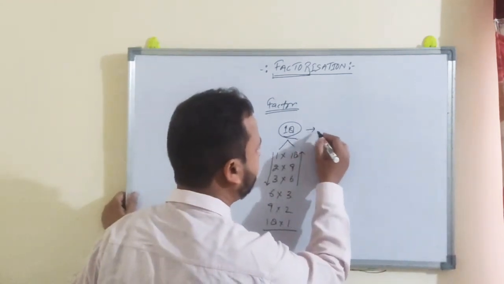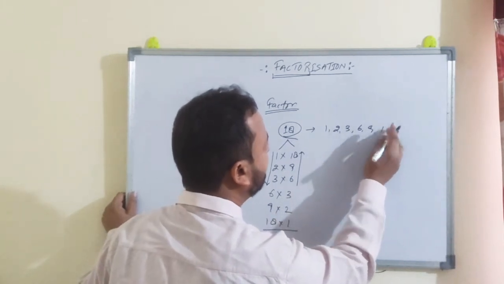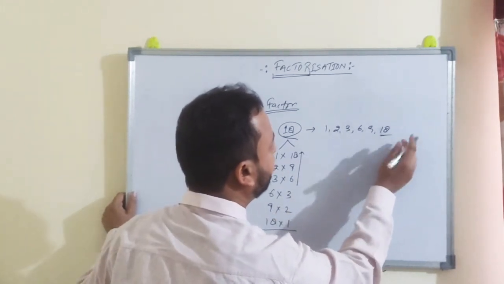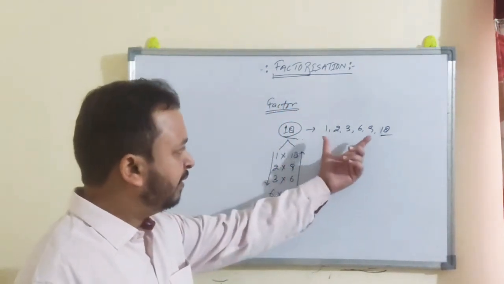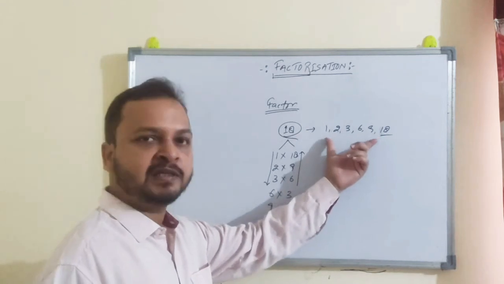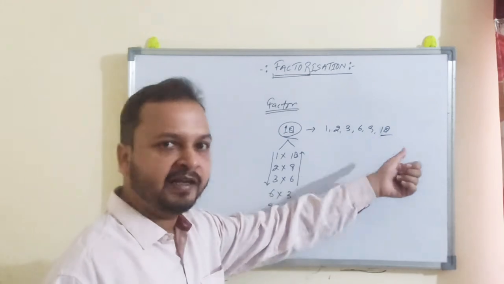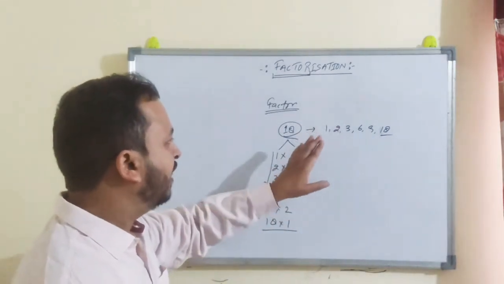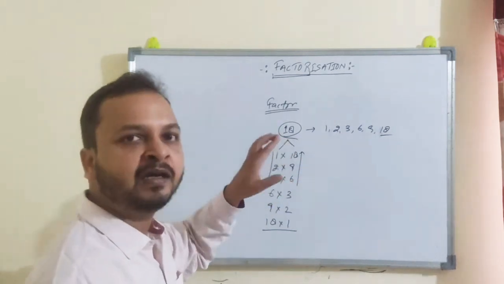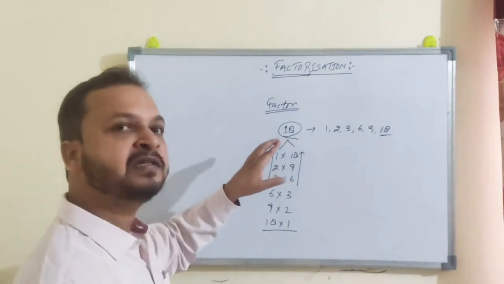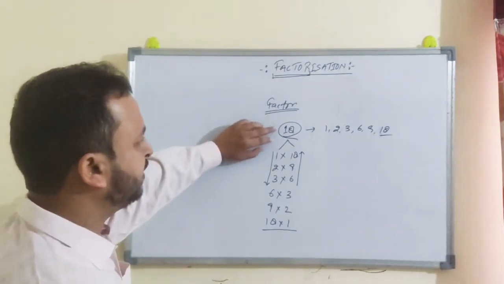So the factors of 18 are 1, 2, 3, 6, 9 and 18, right? They are the factors. By looking at this, you can say that factors are those numbers which divide the given number, right? So they are known as factors. So this was the numbers.